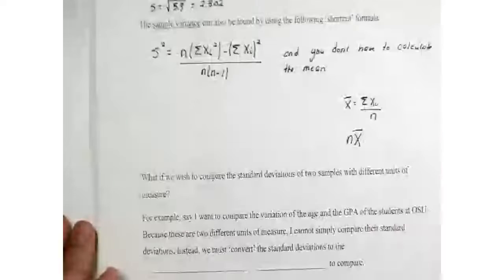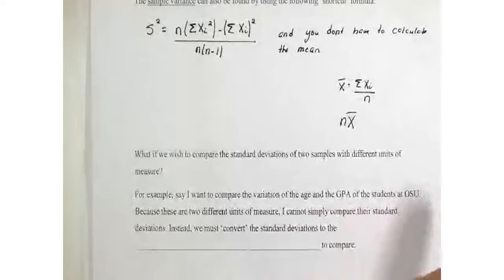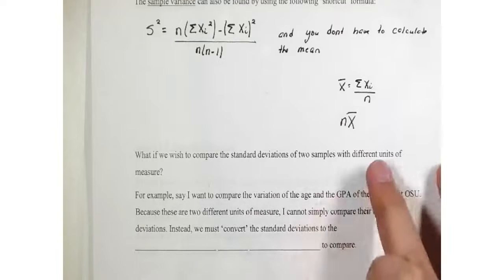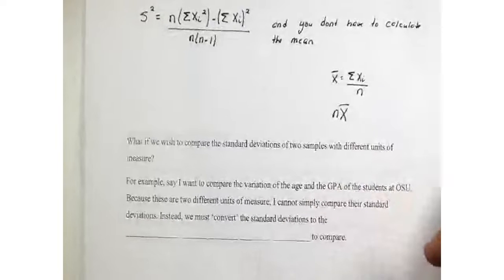So, for example, say I wish to compare the variation of age and GPA of the students at OSU. Because there are two different units of measure, GPA is just a scale from 0 to 4, and age probably anywhere from 17 to 23. So then, because these are two different units of measure, I cannot simply compare their standard deviations. That wouldn't make sense, really. So instead, we must convert the standard deviations into what we call coefficients of variation.